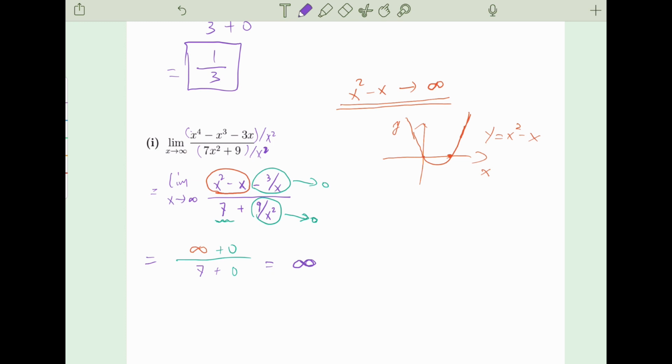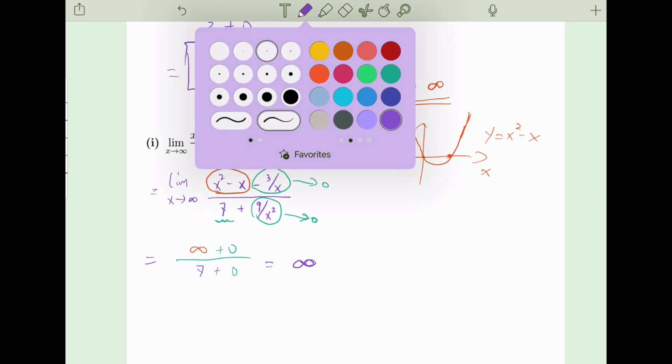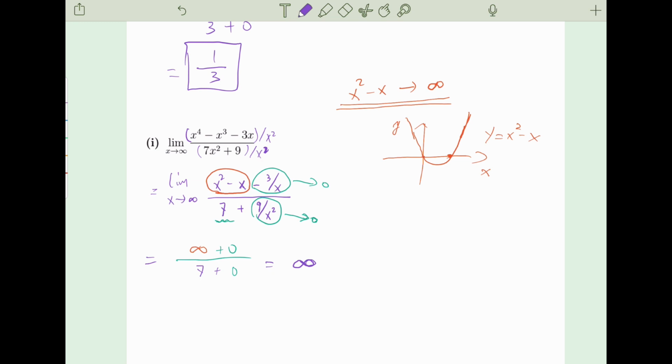Okay, so that is when the highest power in the numerator is higher than the highest power in the denominator. The answer is infinity. Sometimes we may get negative infinity. That is when the leading coefficient of the top expression is negative. So suppose in this question that we had a negative sign in here, then the answer would be negative infinity. But we have a positive sign, so this is not the case. Okay, so that is question I.